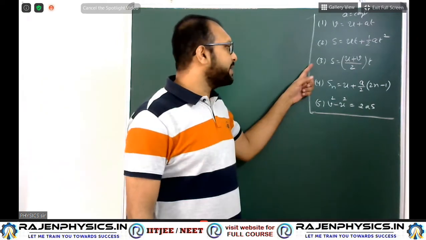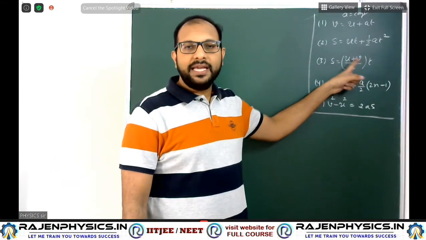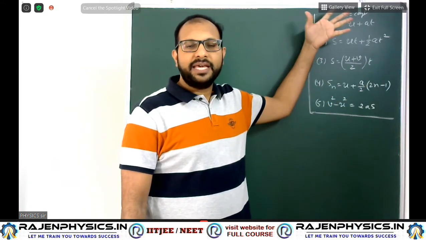Otherwise, equation number 3. V equal to 0 finally. U by 2 into T. T is calculated from equation number 1.